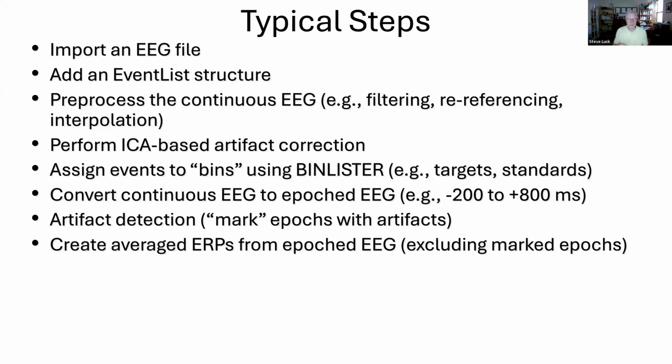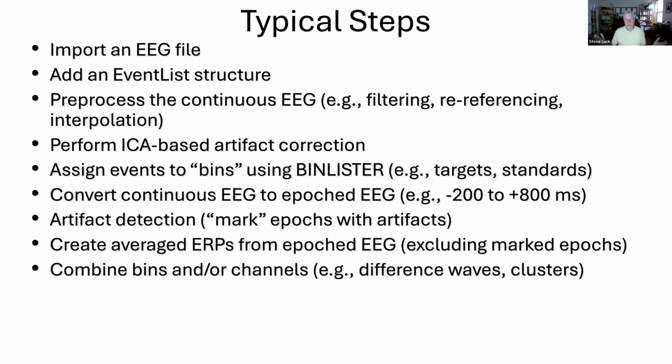And then you'll do the averaging process. And when you're averaging, you will ordinarily have the averaging routine exclude any epochs that were marked as having artifacts. So this creates an ERP set, and it will open up the ERP tab. And then you'll do your ERP processing.